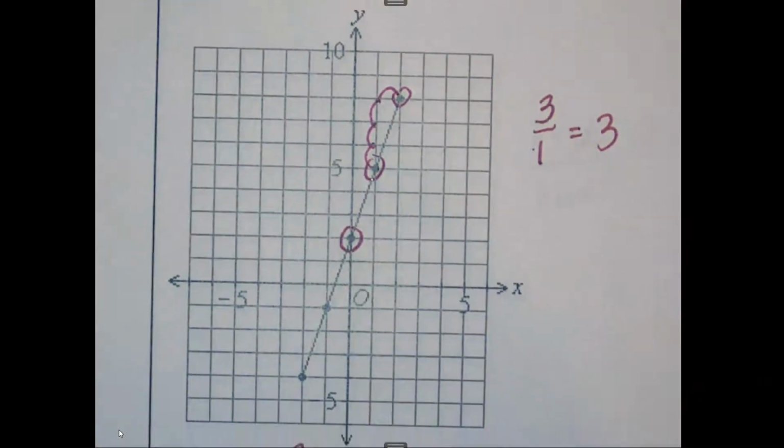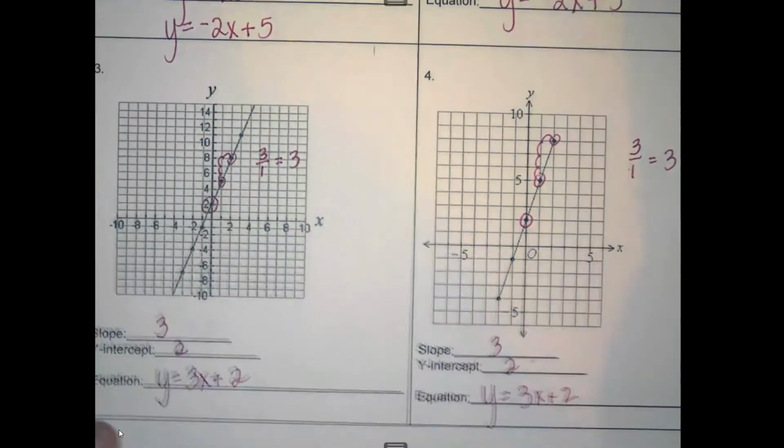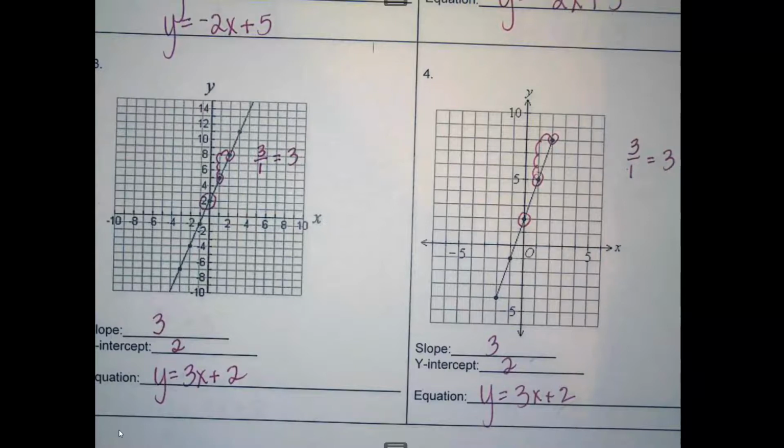So why do they look different? They shouldn't look too different, actually. The only reason they look different is because our grids are different. Alright, so I hope this helped you understand graphs and equations a little bit better.